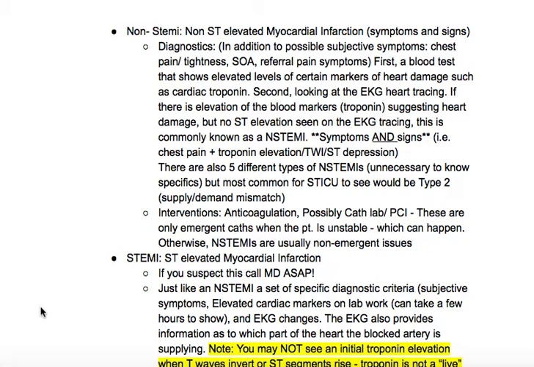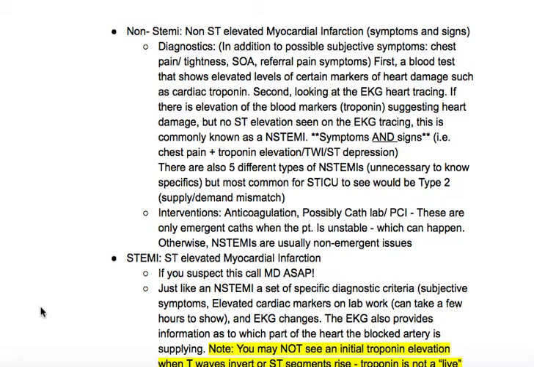So looking at diagnostics for a non-STEMI, you will have, I already said these, the possible subjective symptoms. And then we're going to draw blood work that will take a look at the cardiac markers. Troponins are most typically what we will draw. Second, or kind of simultaneously, we'll also be getting an EKG of the patient's heart to see if there is any kind of EKG abnormalities. Now, on a non-STEMI, you're not going to have any kind of ST elevation, but it is possible that you could have T wave inversion or ST depression.